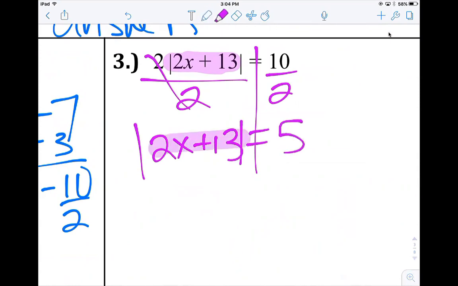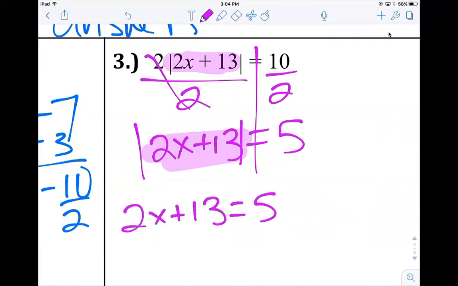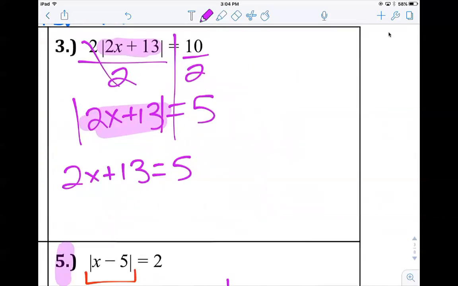Now that the absolute value is by itself, we are going to have 2x plus 13 equals 5, just like we saw yesterday. It's going to look exactly the same.